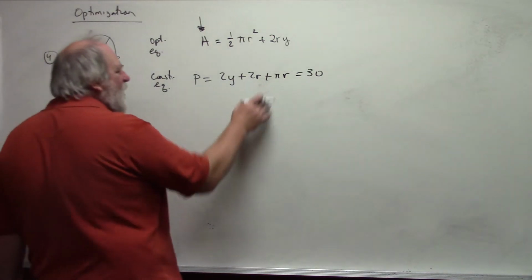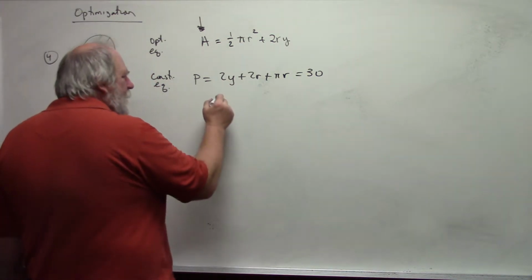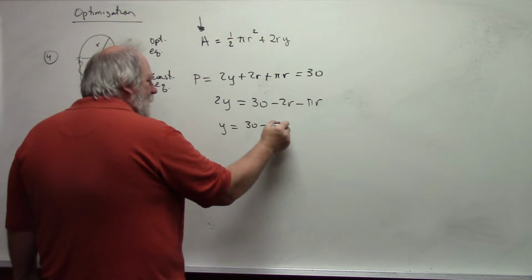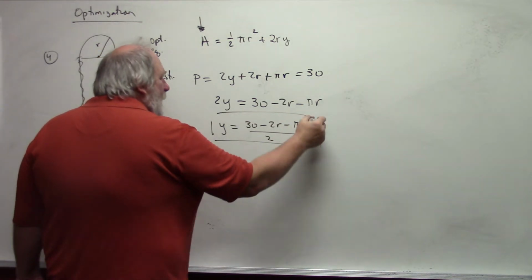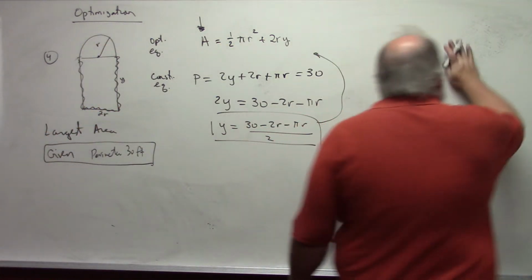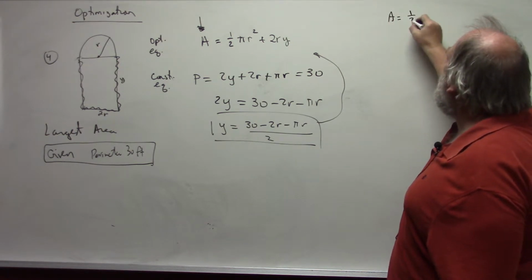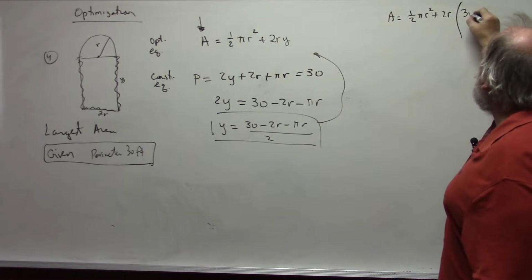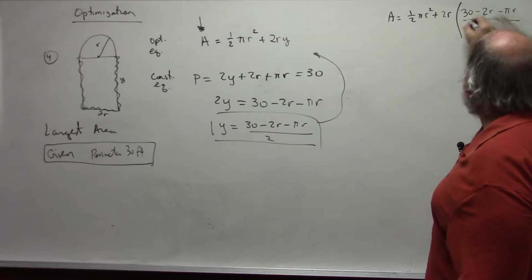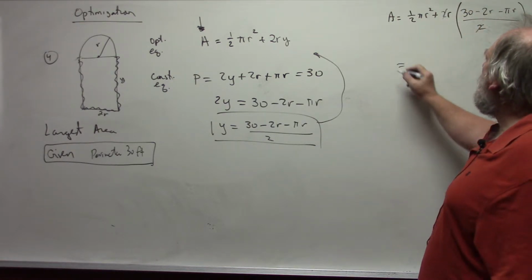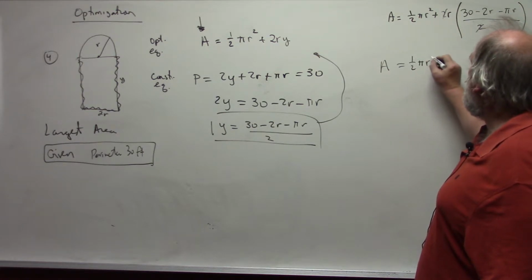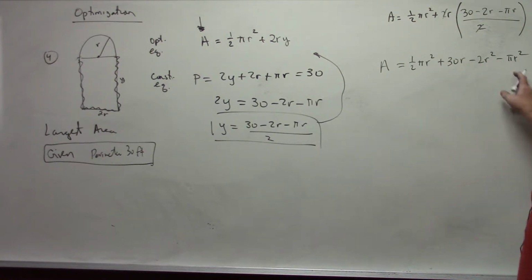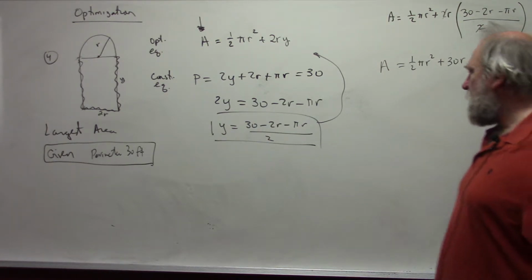So I can then solve this for a variable. I'll solve for y. 2y is equal to 30 minus 2r minus pi r, or y is (30 minus 2r minus pi r) divided by 2. If I substitute that in, I get my area is 1/2 pi r squared plus 2r times (30 minus 2r minus pi r) divided by 2. And notice I now have a function of a single variable, the variable being r. I'll distribute this: 30r minus 2r squared minus pi r squared. The only variable I have now is r, which means that we can now take the derivative.